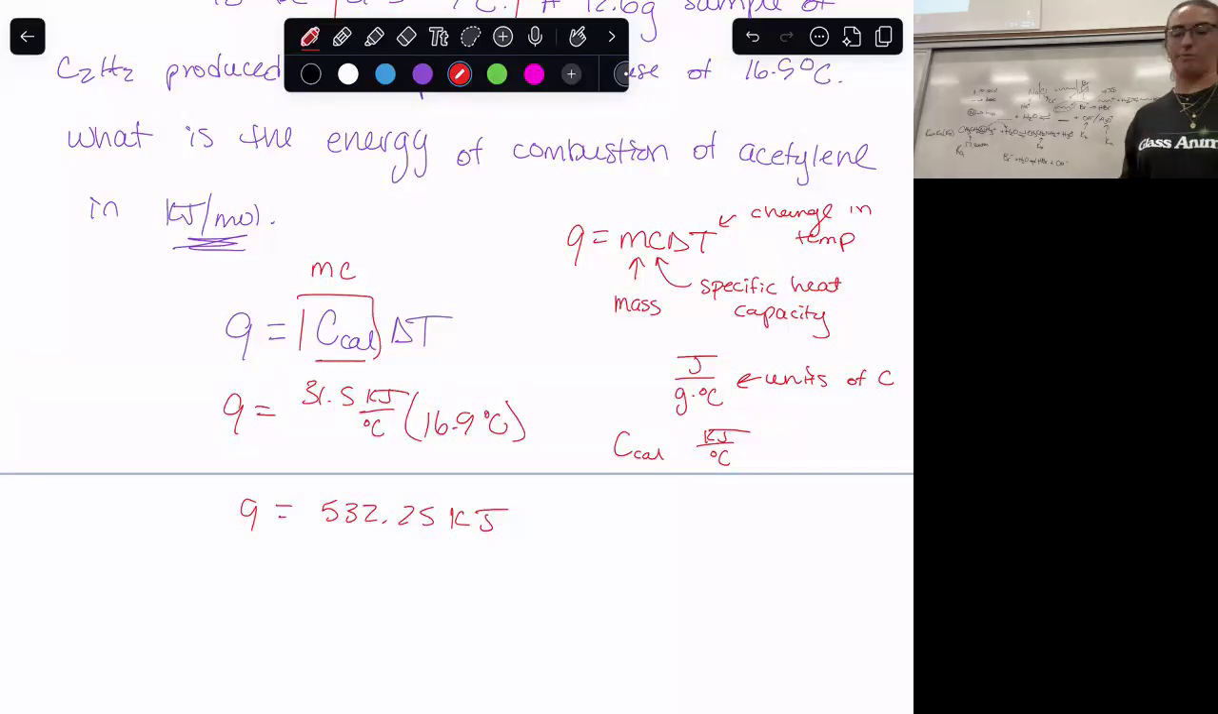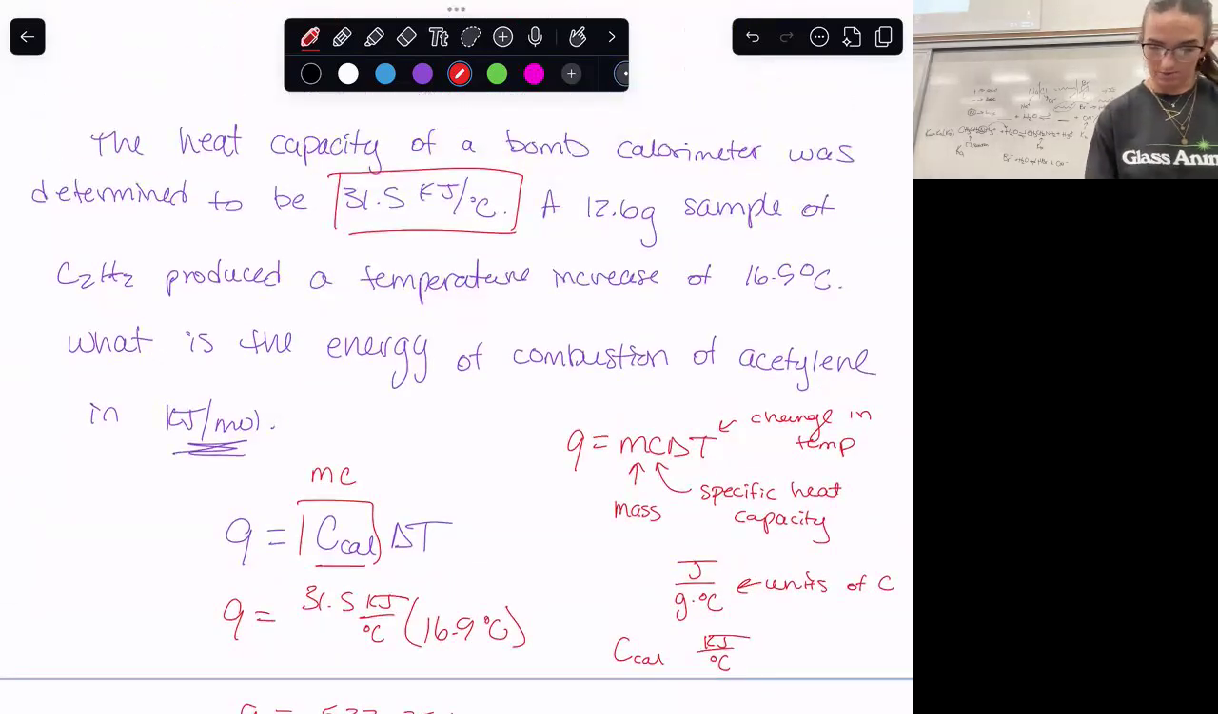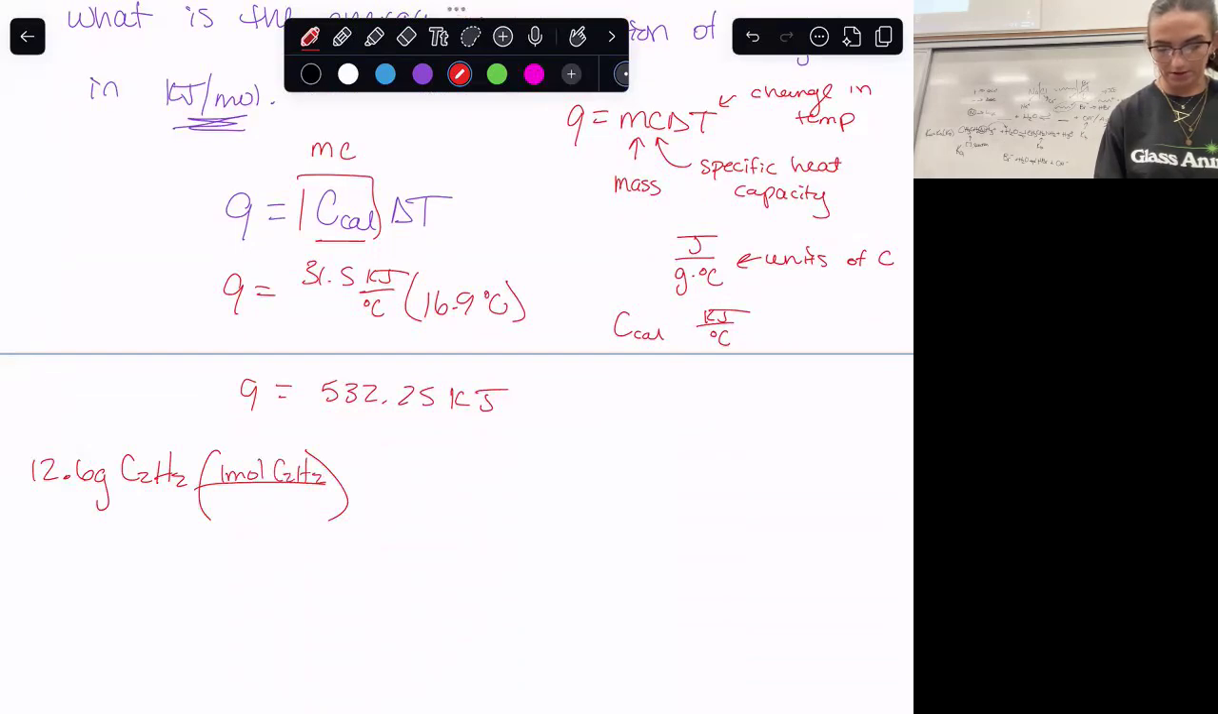We need the number of moles, and can we get that from the information given? Yep. We're given 12.6 grams of C2H2. We can use our molar mass, so 1 mole of C2H2 is 26 grams. So that's 0.485 moles of C2H2.